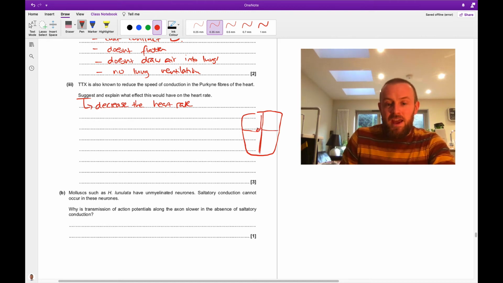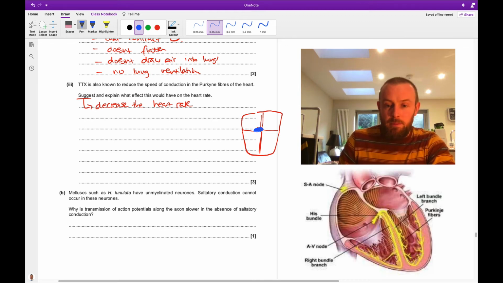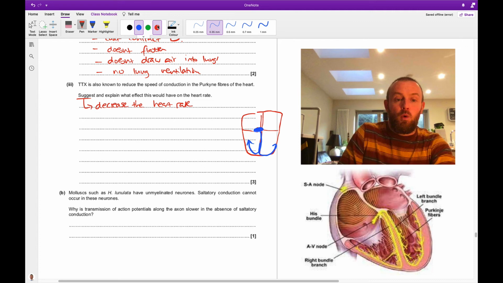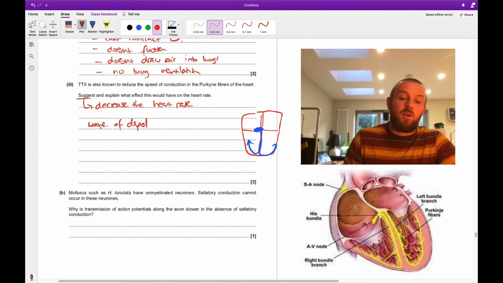So we've got the AVN here. Oops, I'm going to do that in blue. The AVN's here. And then the action potential propagates from the AVN, which is actually right in the middle there, down the septum and then up and around like this. And it's the bundle of His that carries the wave of depolarization. So therefore, this slows the heart rate because the wave of depolarization spreads more slowly.